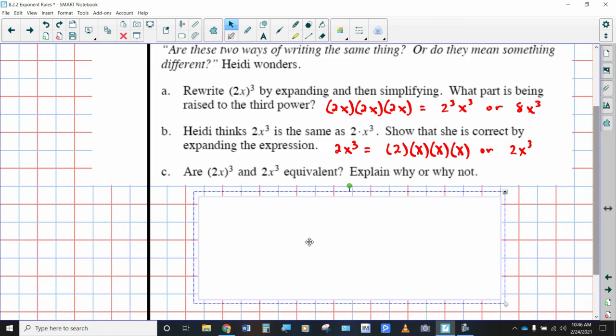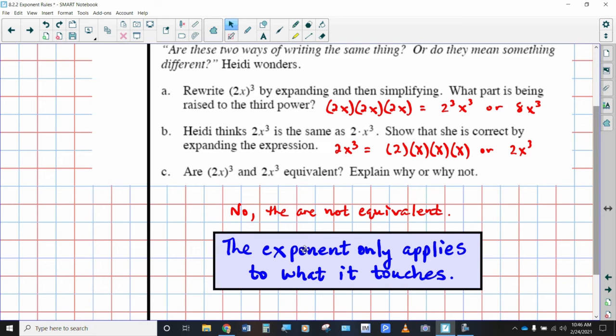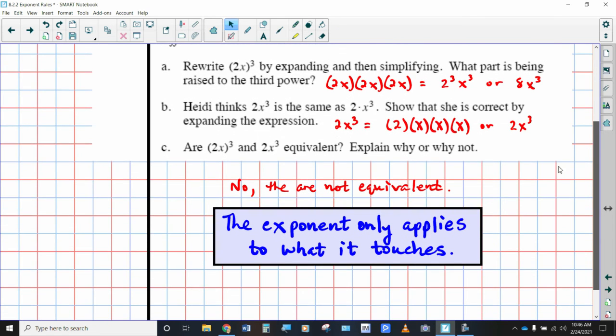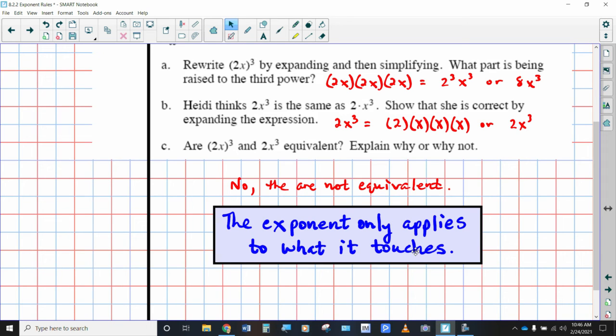So are they equivalent to each other? No, they are not. And this is the basic rule that I would like for all of you to follow. The exponent only applies to what it touches. So in this case, the exponent is touching the parentheses, so it applies to everything on the inside of the parentheses. This one is only touching the x, so it does not apply to the 2.